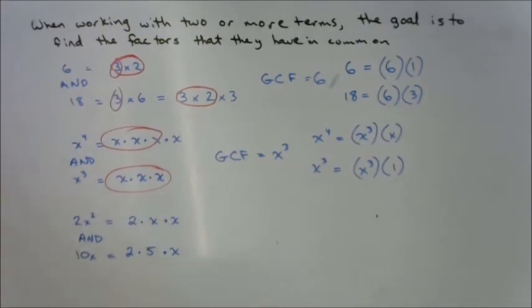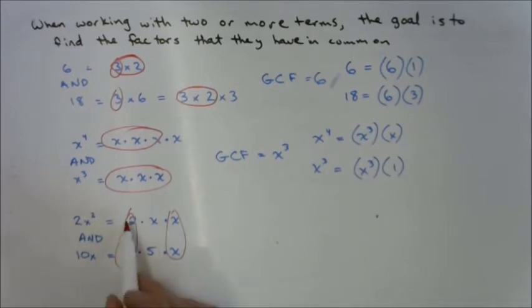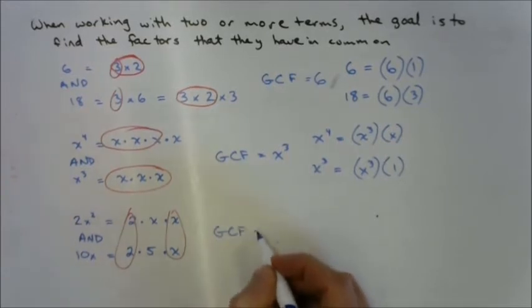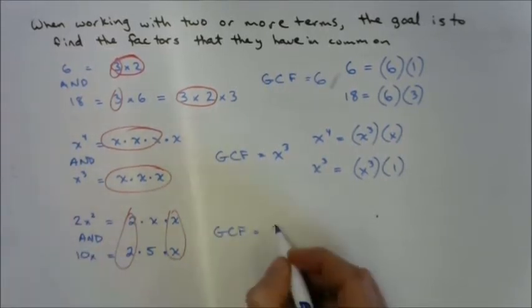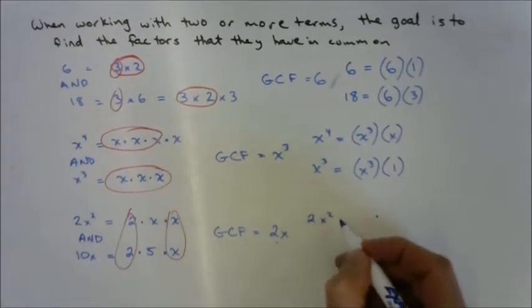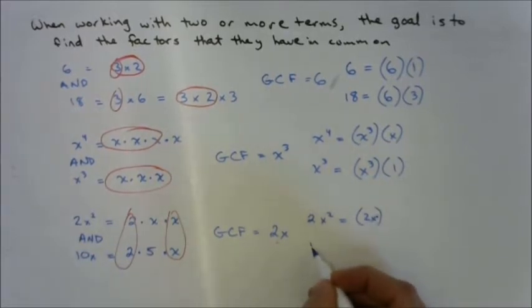All right, let's take care of these factors they have in common. They both have a 2 and they both have at least one x. So that tells me that the greatest common factor between these two terms is 2x. Okay, let's express each as a product of factors where the first factor is the greatest common factor.